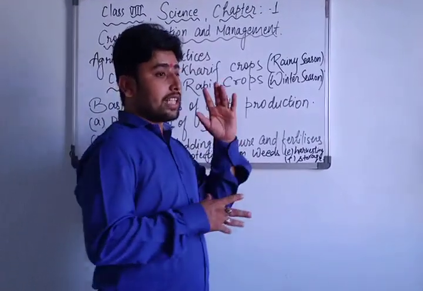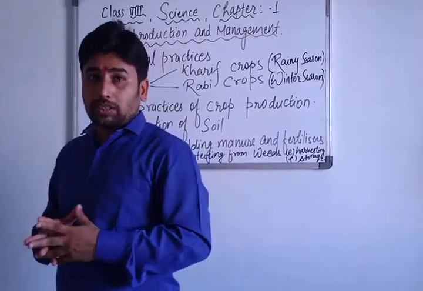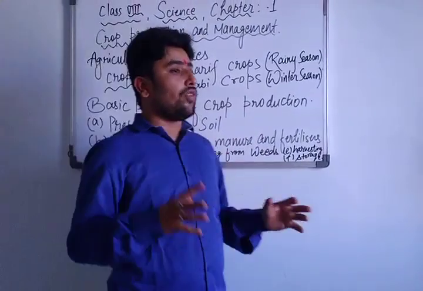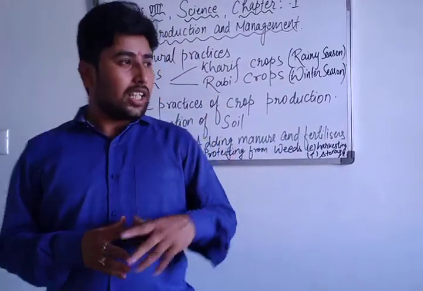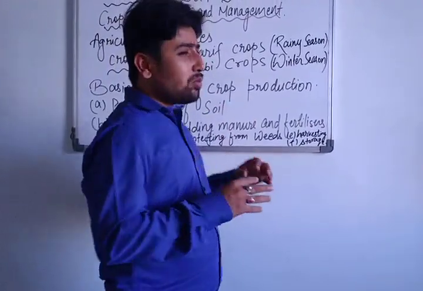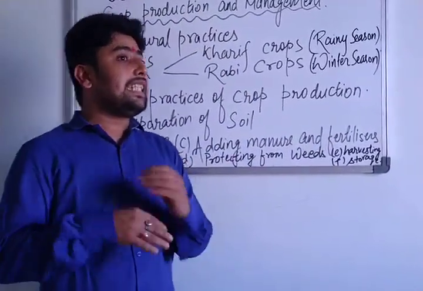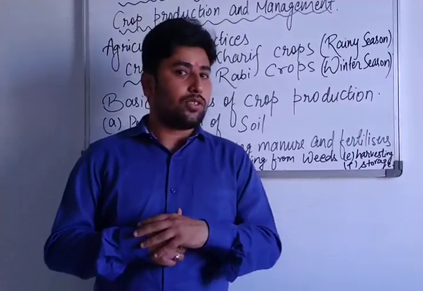And after getting the crops we do harvesting; we cut the plants, and that is called harvesting. After cutting the plants we do storage of those crops like wheat or paddy, and in this way we carry out agricultural practices. This was a short review of this chapter, but I will give you details about crop production and management in my next video. Okay students, thank you.